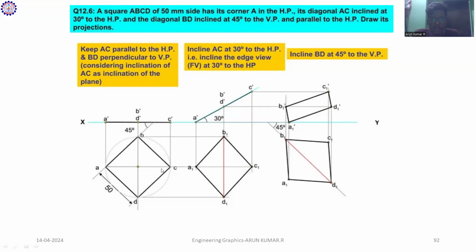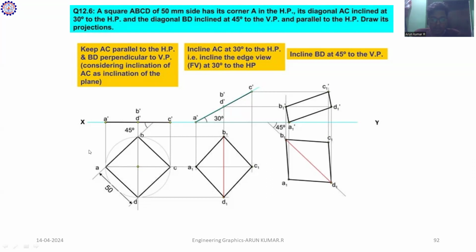use the arc method with a compass. You measure the value of 50 mm and place the arc at B and D. You cut the arcs, and the point where the two arcs coincide is called C. That is the primary step: you have to construct the square based on the corner in HP.